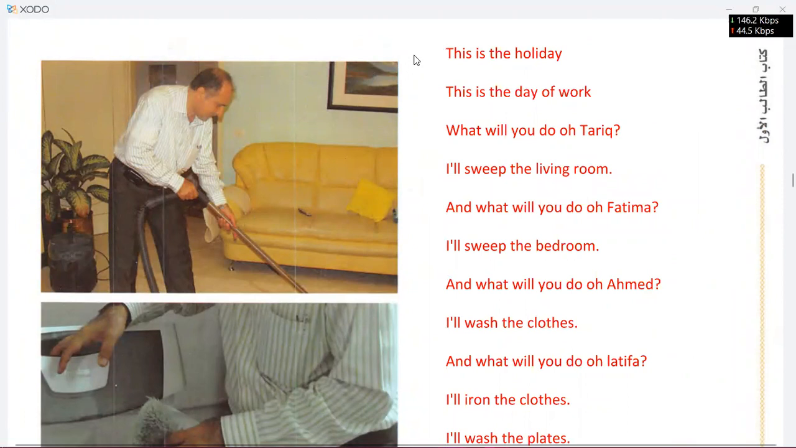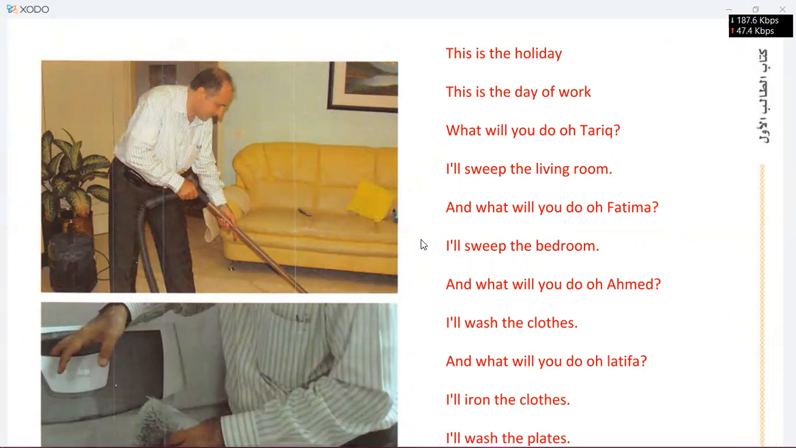Haza yomul utla. This is the holiday. Haza yomul amal. This is the work. Maza satafalu ya Tariq? What will you do, O Tariq? Sa'aknusu ghurfatul julus. I will sweep the living room. Wa maza tafalina ya Fatima? What will you do, O Fatima?